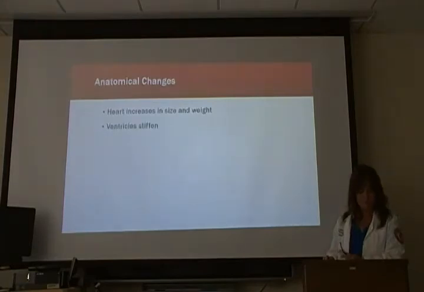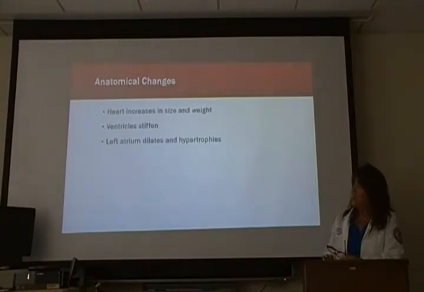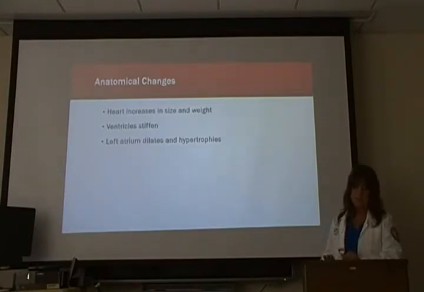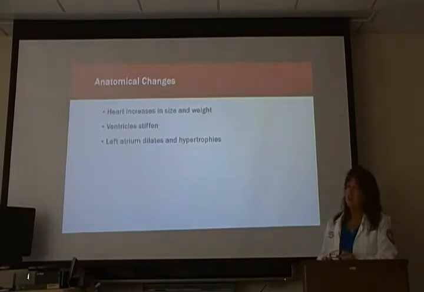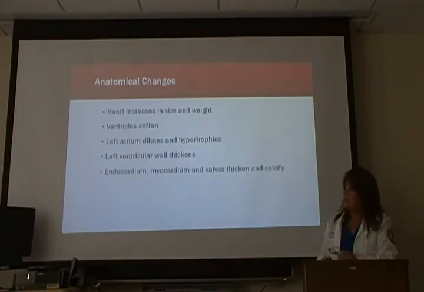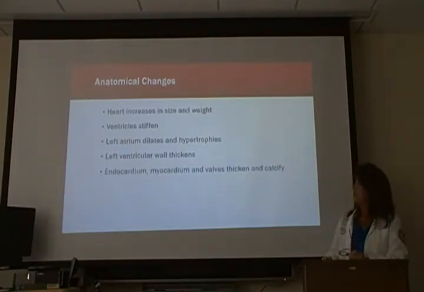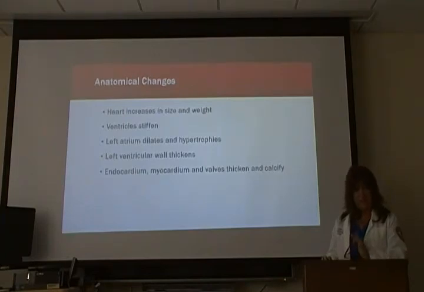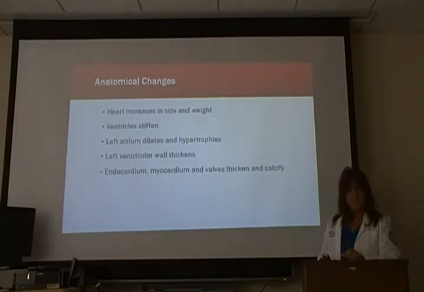The ventricles will stiffen. The left atrium will dilate and hypertrophy. As the left ventricle wall thickens, less area is available for blood collection, so this will lead to decreased cardiac output. The left ventricular wall thickens. This will predispose your patient to atrial fibrillation. And the endocardium, myocardium, and the valves will thicken and calcify. Again, this will lead to decreased ejection fraction, which signifies a diminished cardiac output.